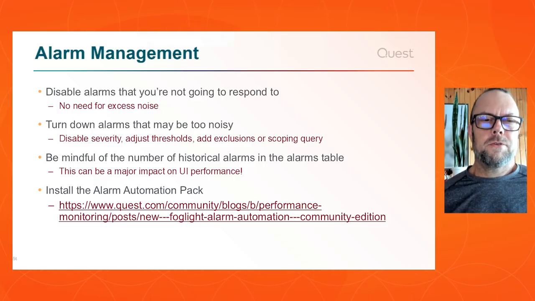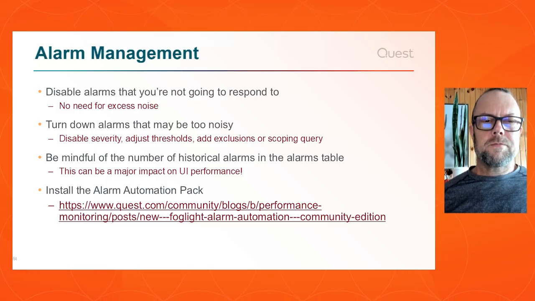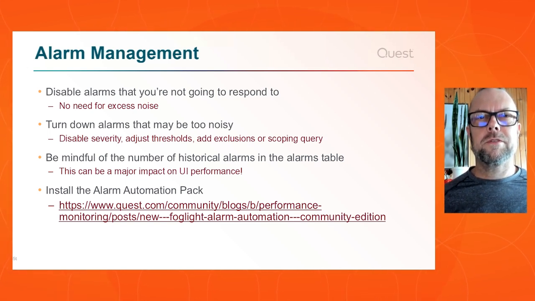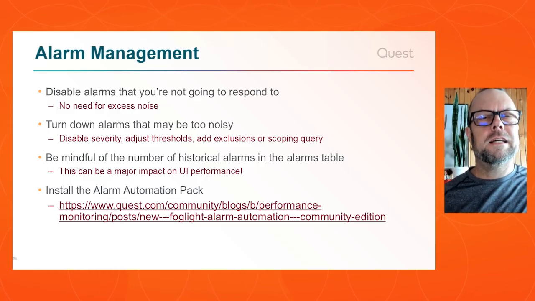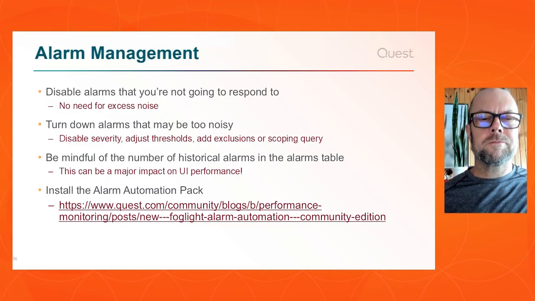Sometimes the alarm will be useful, but maybe they're just too noisy. Maybe there's a severity that you don't need. You can adjust the thresholds. You can add exclusions. There is an alarms table, and you do need to be mindful of the number of alarms in that table, because it can be a drag on UI performance. A lot of dashboards, even if you're not seeing an alarm count or something like that, you might have a severity indicator, and that has to query that table to pick up the severity.